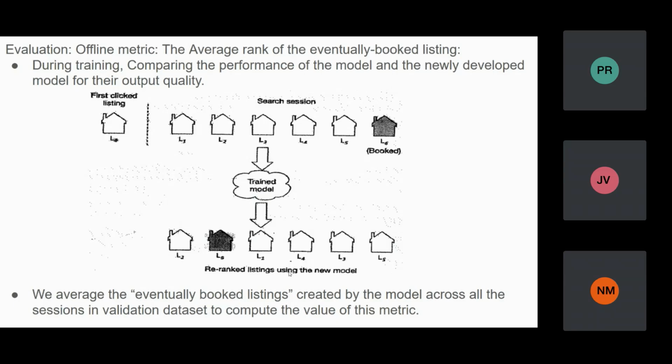This is what has been shown in the image also: the user started with L0 as the first clicked listing, then went through all the listings till L6, where the user eventually booked the listing. So the trained model has to recommend the booked listing L6 higher up in the listings. The listing given by the trained model is in the row down below, where L6 has been listed in the second position.